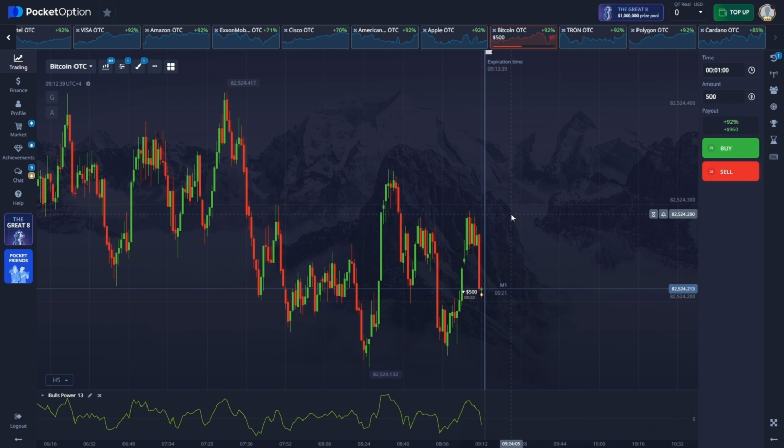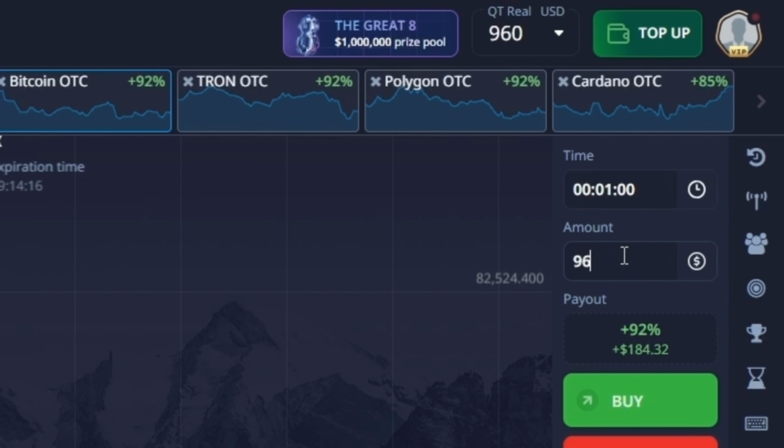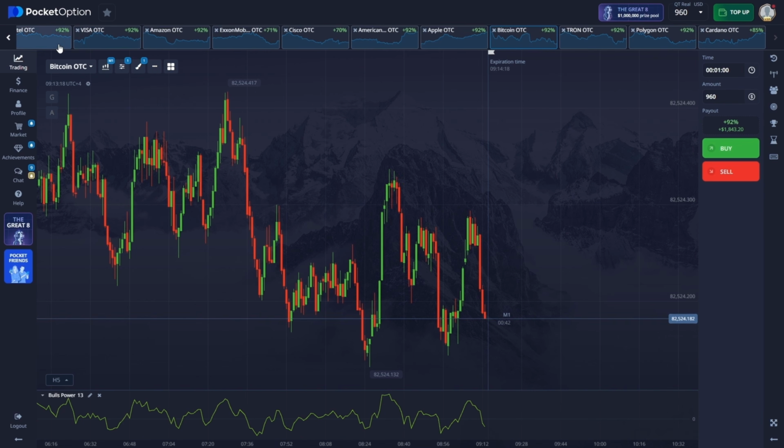Currently, the trade is not going in our favor, but there are still 30 seconds left. Now the trade is going in our favor, but we still have 20 seconds left. Only a few seconds left and I won. I won my first trade. Now my balance has turned into $960. Let's find a trade for $960.